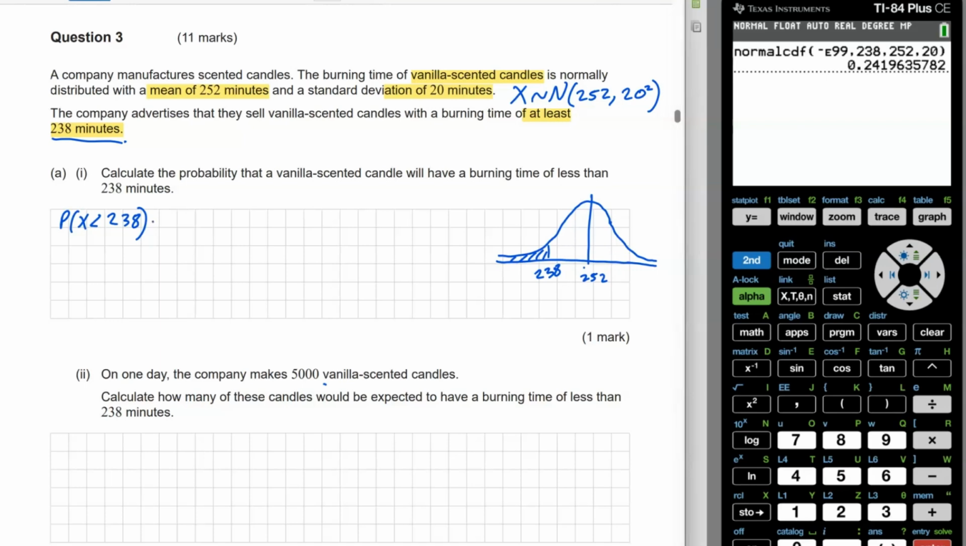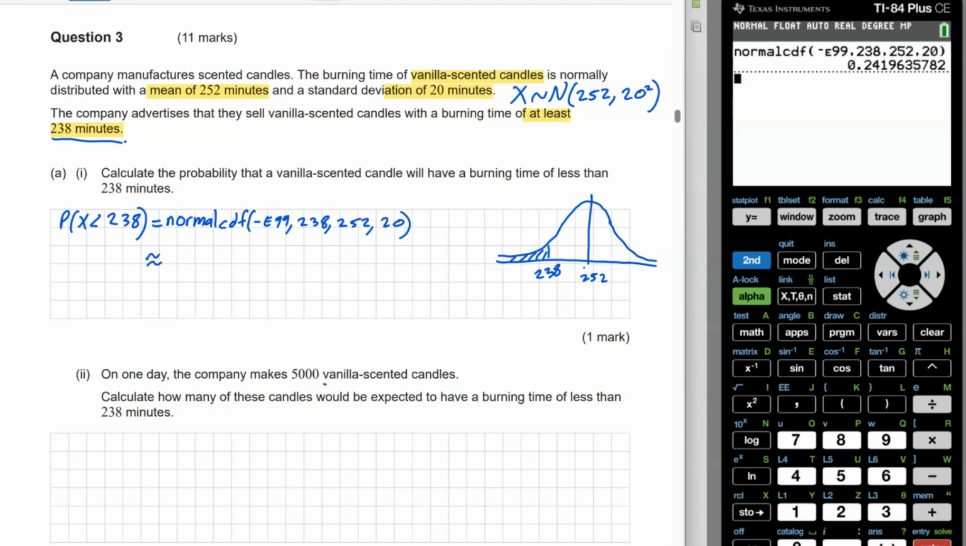Before we do that though, let's just write some stuff down. You don't have to write this line, but I might do it for this one. So it's the normal CDF, and we put in our calculators the E99, the 238 as our upper bound, 252 as our average and 20, and that just helps me if I'm going back through my paper later on to see where I could have made an error if I'm double checking everything.